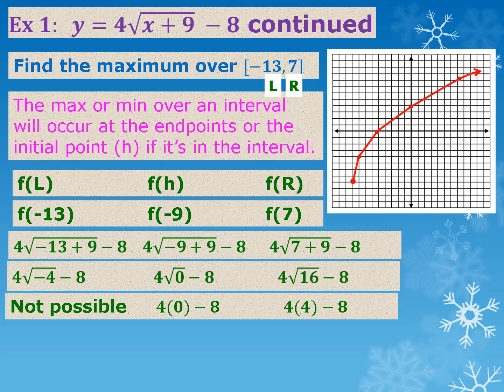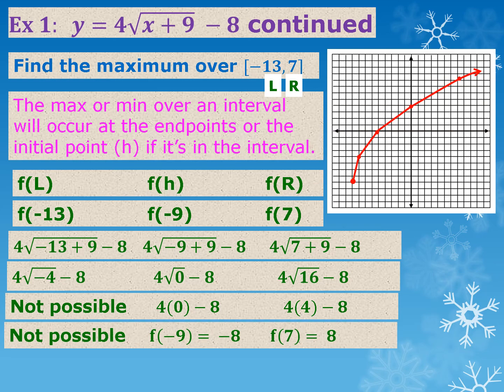So now -9 plus 9 is 0. Square root of 0 is 0. Okay. 7 plus 9 is 16. Square root of 16 is 4. So for f of -9, I get -8. And f of 7, I get 8. So we want to know which one is the maximum. Well, f of 7 equals 8 is our maximum.